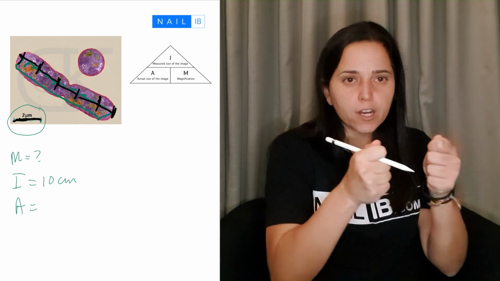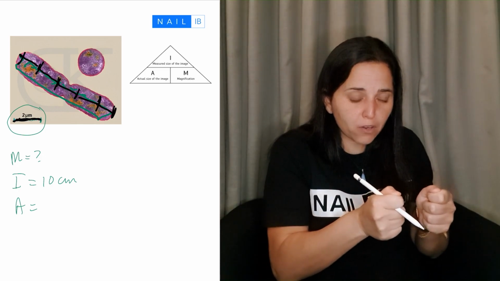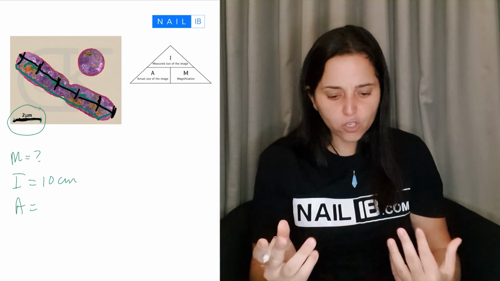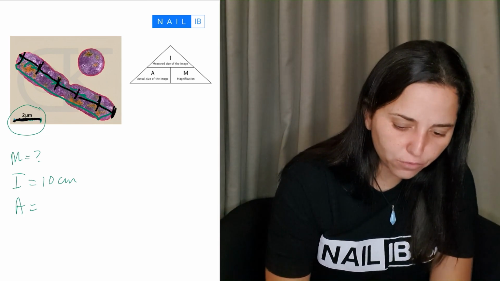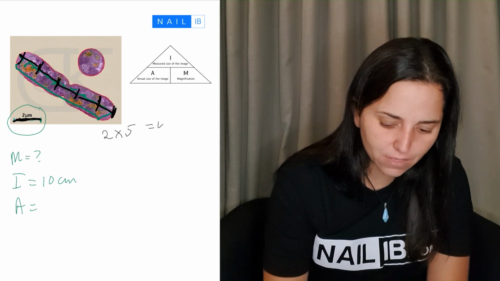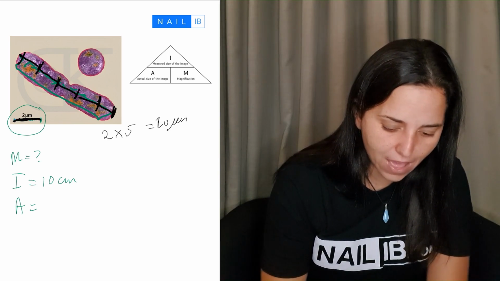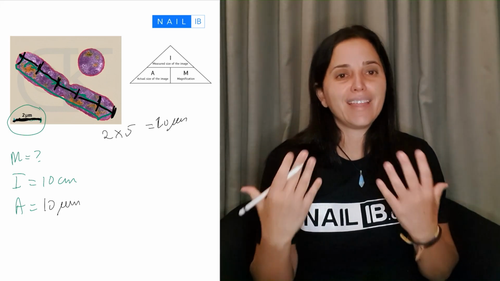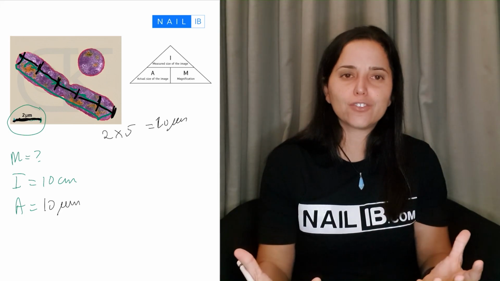I can put my ruler on the 2 micrometers, see how many ticks it takes, and then you note how many times you see that in there. So in this case, there were 5 of them. If there are 5 of them, what does that mean? It's 2 times the 5. That means it's 10 micrometers. Voila! You actually found the actual size. It's a trick. Learn how to use this in IB.